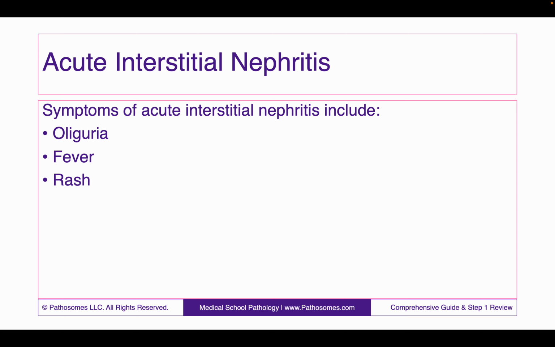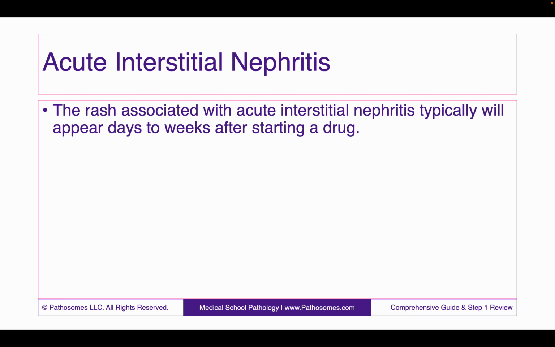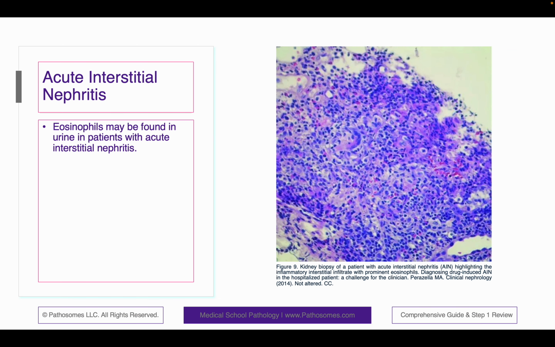Symptoms of acute interstitial nephritis include oliguria, fever, and rash. You might see those. And the rash associated with acute interstitial nephritis typically will appear days to weeks after starting a drug. And eosinophils may be found in the urine in patients with acute interstitial nephritis.